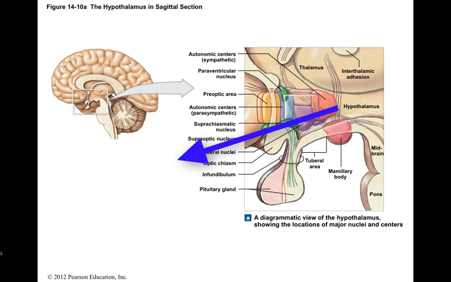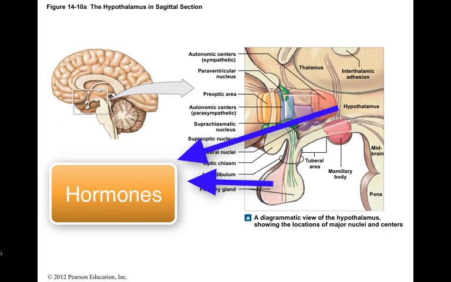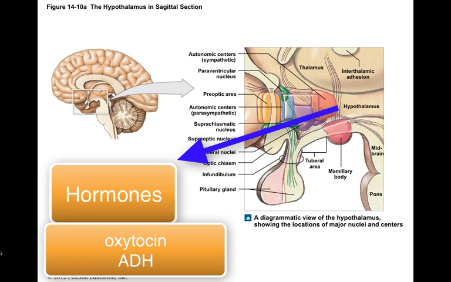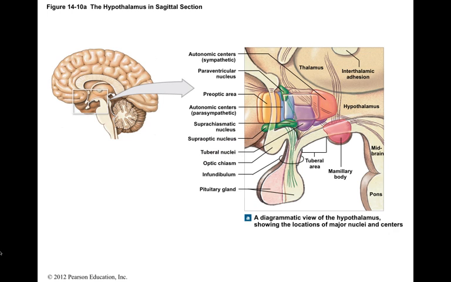The hypothalamus, in company with the pituitary gland, controls the emission of hormones. The hypothalamus produces two hormones called oxytocin and antidiuretic hormone. It also produces hormones that regulate the release of hormones from the pituitary gland.